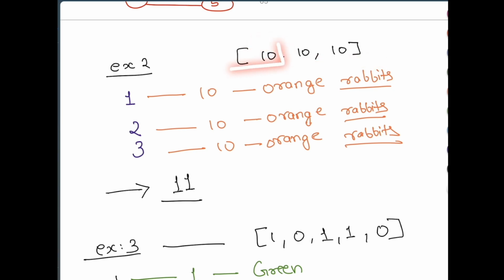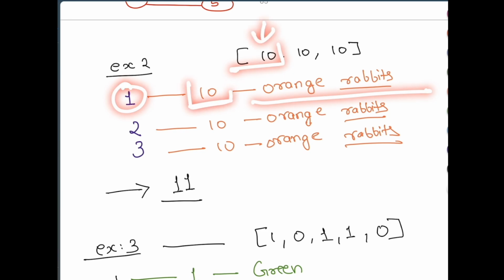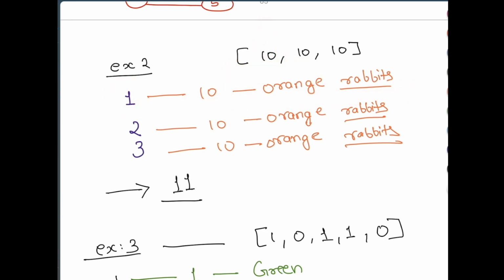Now let us try to do the same thing, process the information one by one. The first rabbit is telling me that there are 10 rabbits which are of some color. So let us say the first one is of orange color. So there are 10 more rabbits which are of orange color, right? So after processing this information, I know that there are at least 11 rabbits in the forest. Out of those 11 rabbits, the first one is the one to whom we were asking the question, and the other 10 are those which are claimed by rabbit number 1. So we have total 11 rabbits.